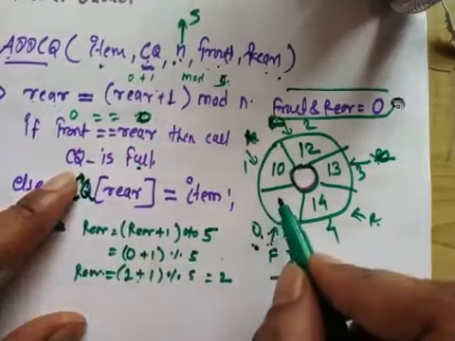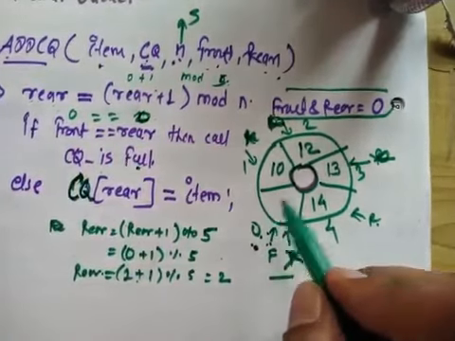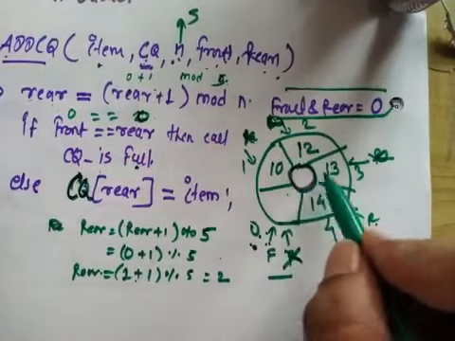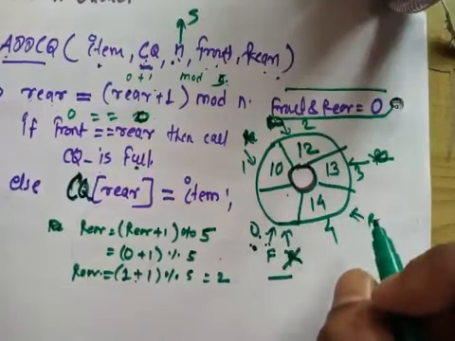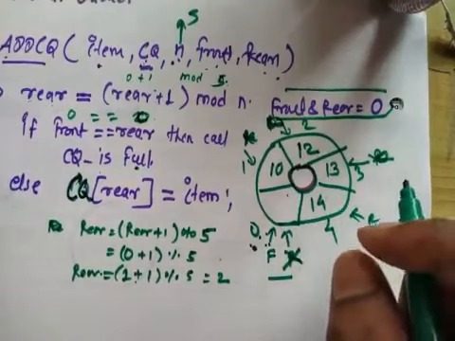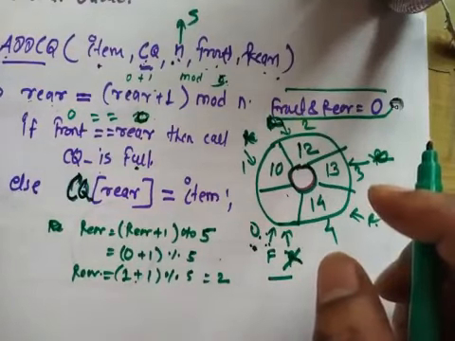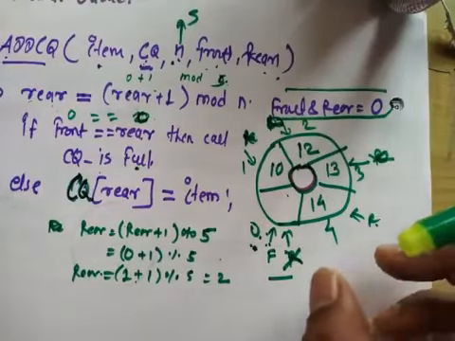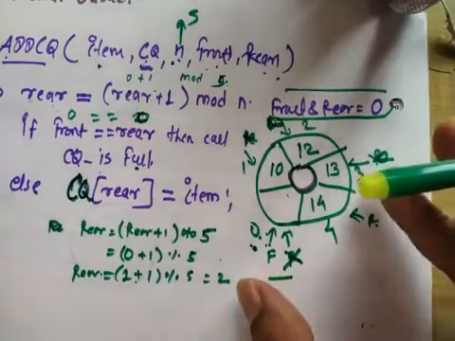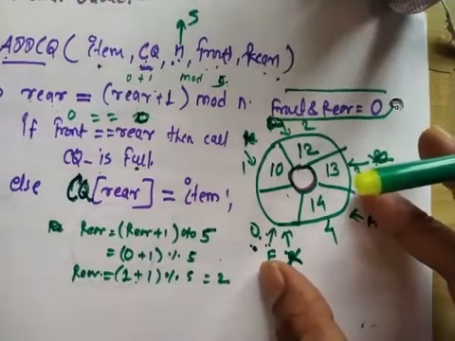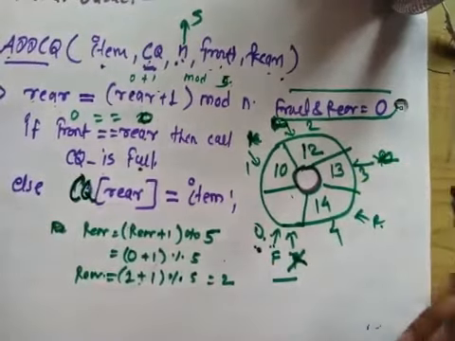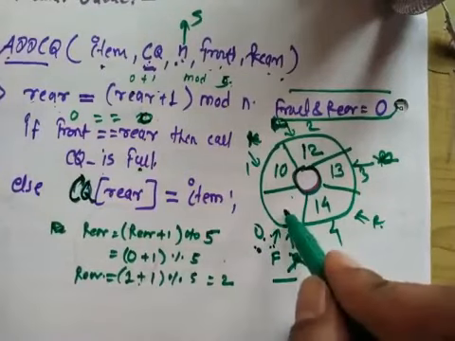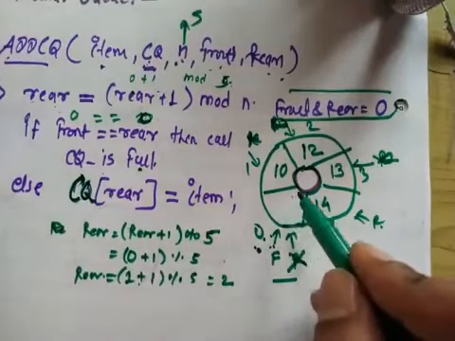Again, this is one problem. In a circular queue, we cannot efficiently utilize all the memory locations. Means one memory block we cannot utilize. If your queue size is 5, you can insert only 4 elements. If your queue size is 10, you can insert only 9 elements. So again, this is one problem with a circular queue. We are going to overcome this problem with a circular queue with tag.